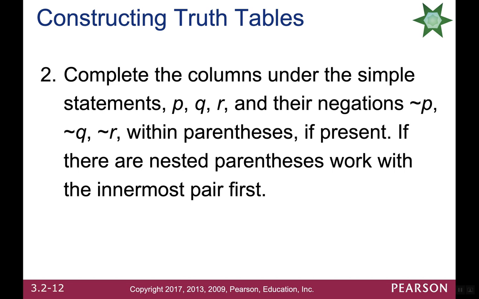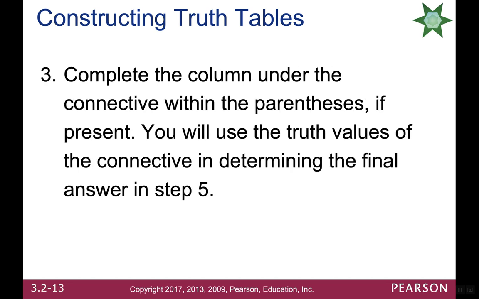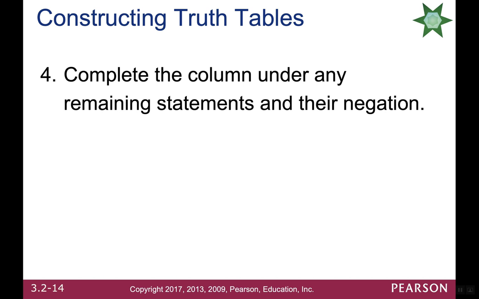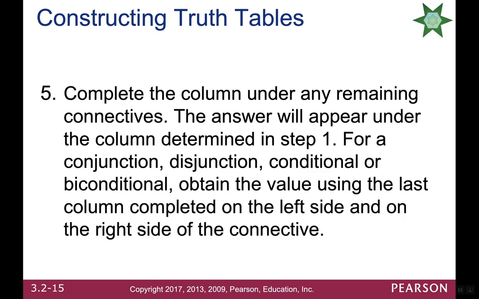There are, of course, nested parentheses, and just like you would do in order of operations, you start with the innermost pair first. Once you have done that, complete the column under the connective within the parentheses, if present. You'll use the truth values of the connective in determining the final answer in step 5. Step 4, complete the column under any remaining statements and their negation. And then finally, step 5, complete the column under any remaining connectives. The answer will appear under the column determined in step 1.